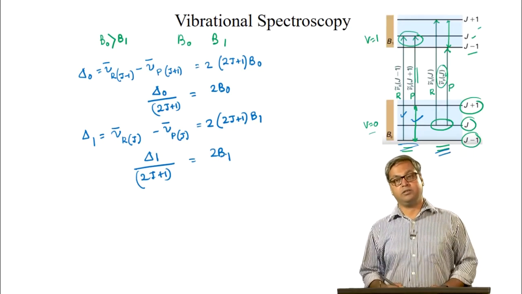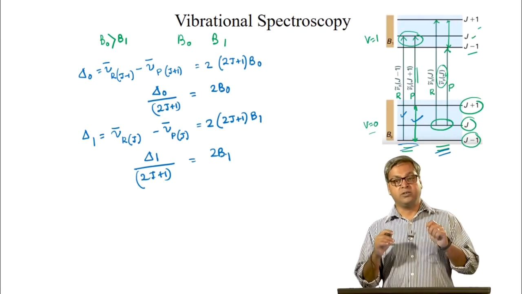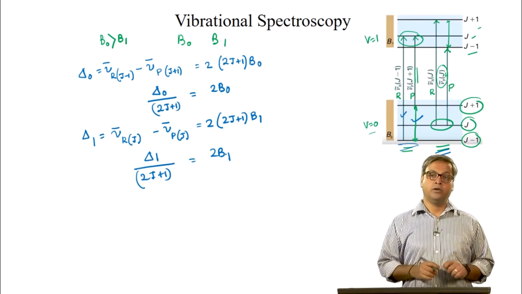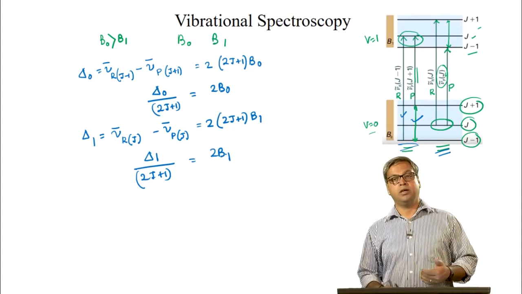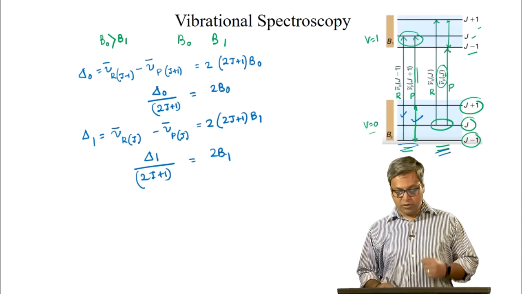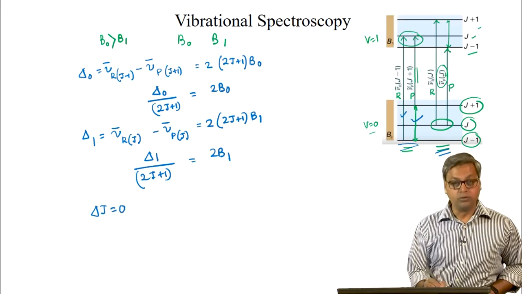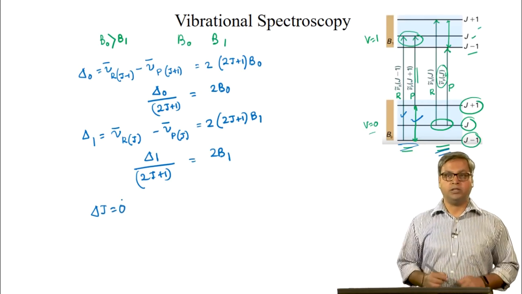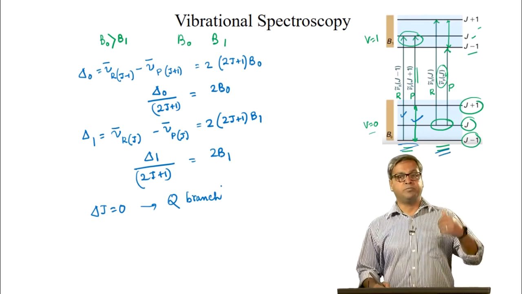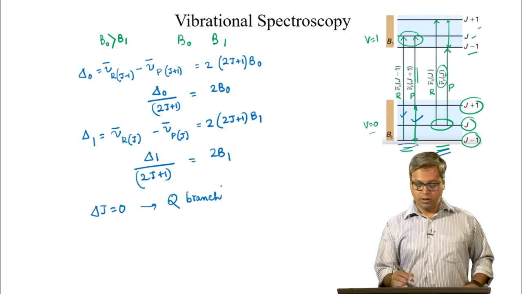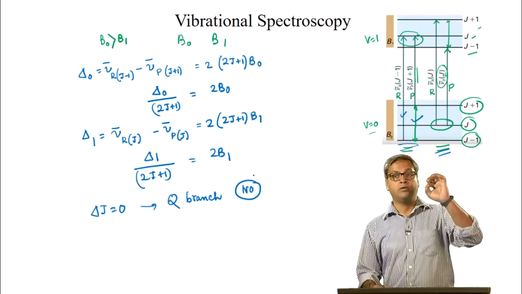In all these derivations, we have neglected the centrifugal distortion. But if we consider the centrifugal distortion, these expressions will be slightly different. So, in diatomic molecules, we normally get the P and the R branches. There is another branch which consists of all the lines for delta J equals 0, and this branch is known as the Q branch. This branch is allowed for a molecule like nitric oxide or NO and appears at the vibrational transition number.